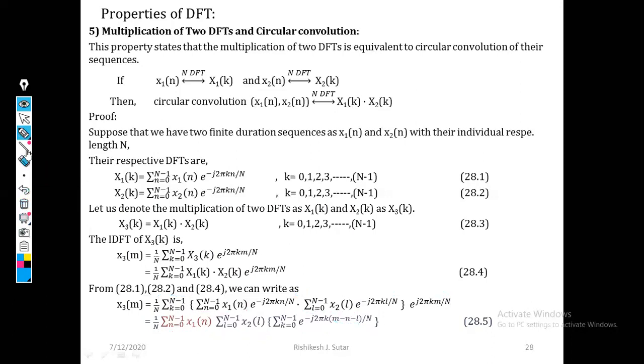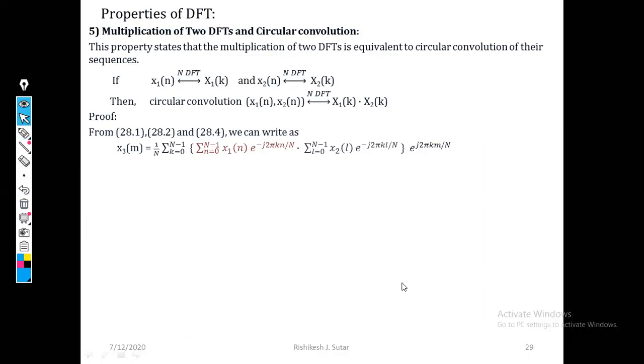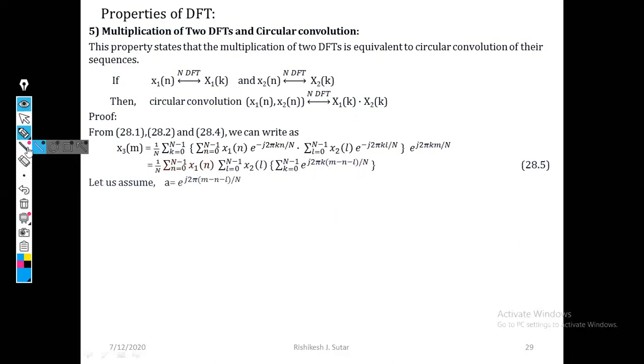Once I understood this, we'll go further. We'll bring these equations in the next slide for quick reference. Now, for elaborating this, let us assume one substitution: a is equal to e raised to j 2 pi (m minus n minus l) upon N, except this k. Except this k, everything is included in a.